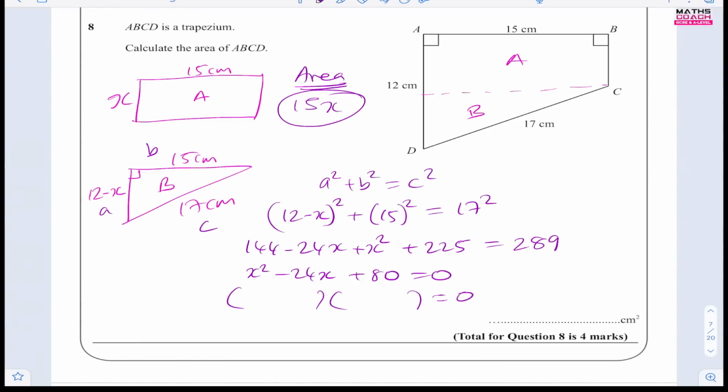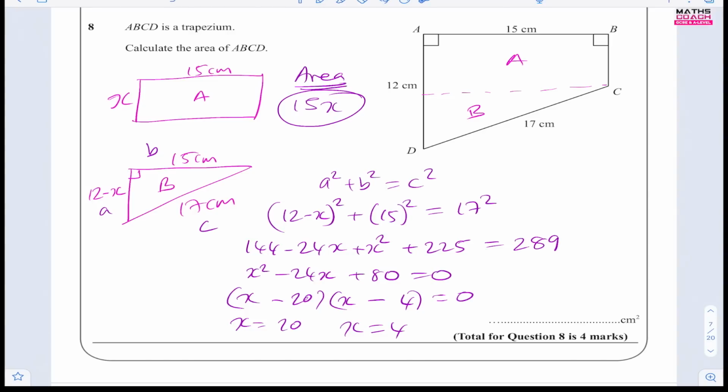So we have x here, we want to make 80. We know that 20 times 4 gives you 80. We have a minus and a minus, so therefore x will equal 20 and x will equal 4. Now we have to decide which value of x we can take, because you can't take both of them.